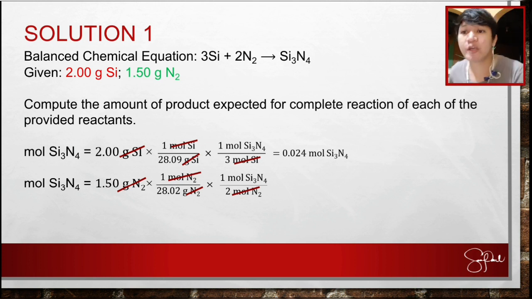So 1.5 times 1 over 28.02 times 1 divided by 2. And we will arrive at the answer 0.027 mole Si3N4.